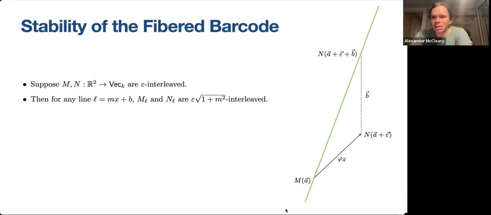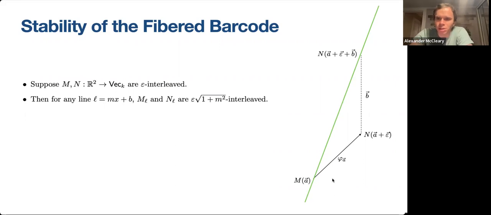Okay, so the idea is that we want to take this epsilon interleaving between multi-parameter filtrations, and we want to turn it into an interleaving between their sliced persistence modules. So let's say we're slicing along this green line L right here. So we're starting at M of A. We want to get a map from M of A to some point for N along this green line.